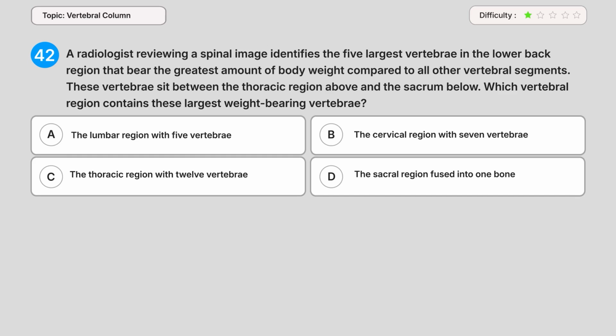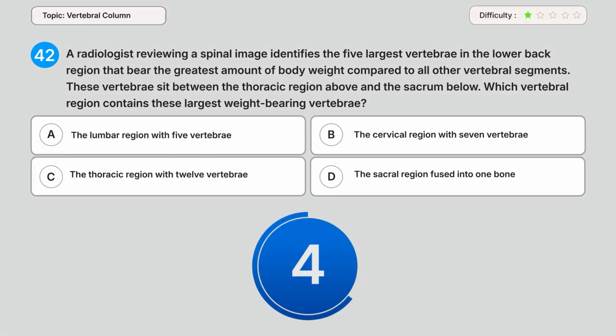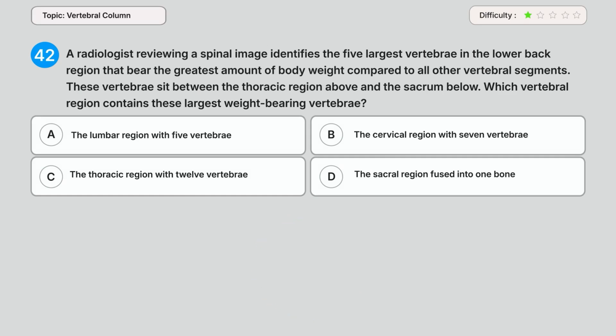A. The lumbar region with 5 vertebrae. B. The cervical region with 7 vertebrae. C. The thoracic region with 12 vertebrae. D. The sacral region fused into one bone. What do you think is the answer?